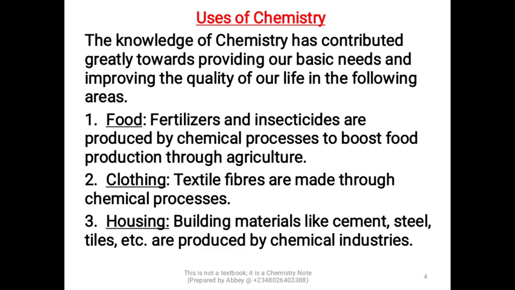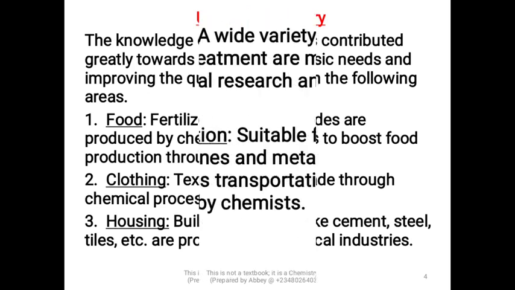In the area of clothing, that's number two, we see that textile fibers, which are used for making clothes, varieties of clothes that we see, are made by chemical processes. In the area of housing, building materials like cement, steel, ties, and many other things like that, are produced by chemical industries.